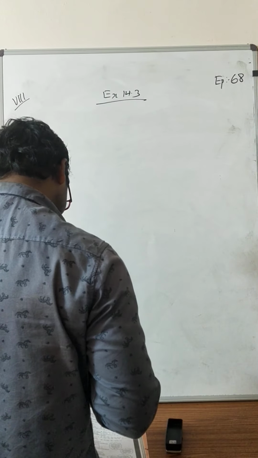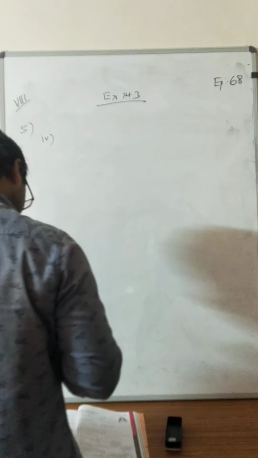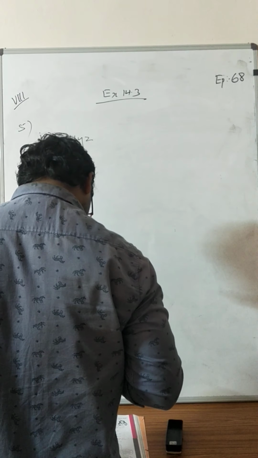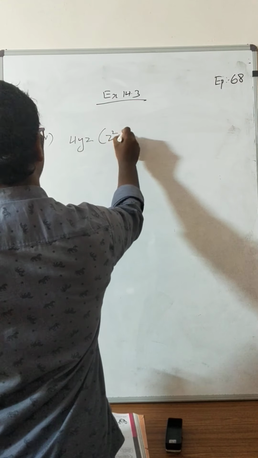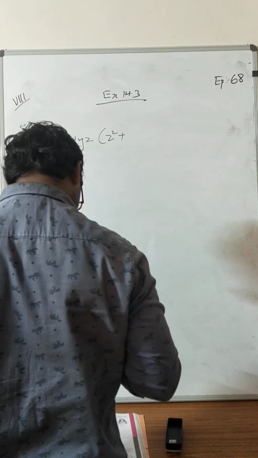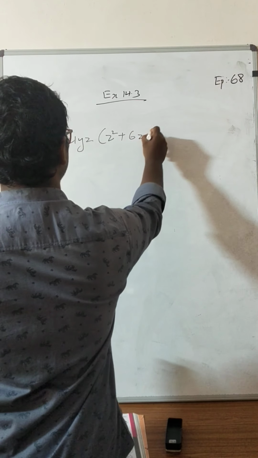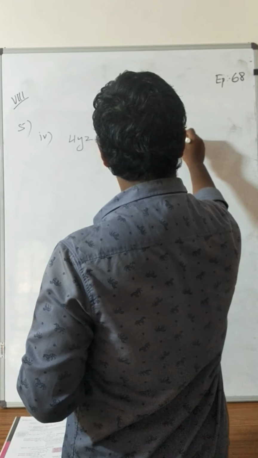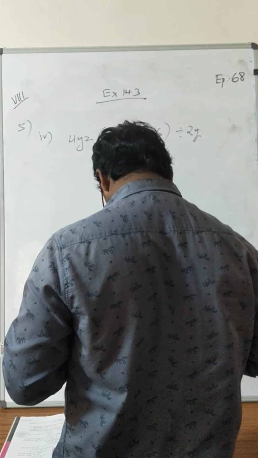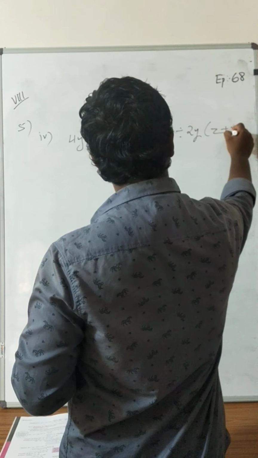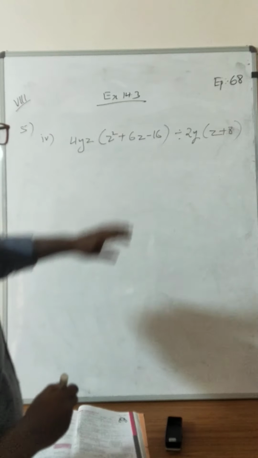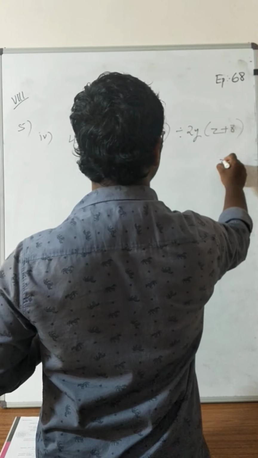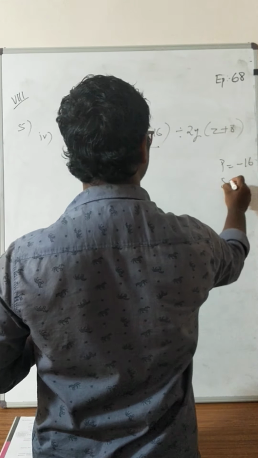In the fourth question, the question is 4yz in the bracket z square plus 6z minus 16, whole divided with 2y into z plus 8. Now see, here let us split the middle term. Here the product is minus 16 and the sum is 6.